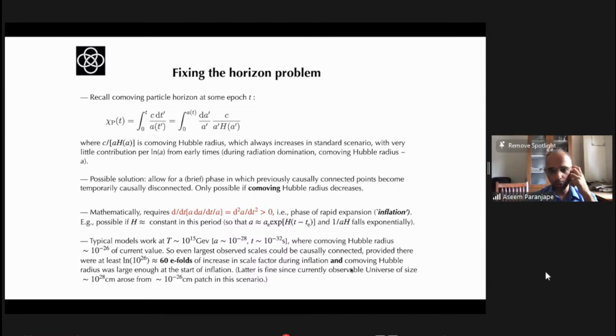And I also want that the co-moving Hubble radius should have been large enough at the start of inflation. And this is not a problem because the currently observable universe, which is size 10 to the 28 centimeters, in this situation will arise from a 10 to the minus 26 centimeter patch. So at the start of inflation, demanding that a 10 to the minus 26 centimeter patch should be causally connected is a relatively small problem. Okay, it is much, much smaller than demanding that a 10 to the 28 centimeter patch should be causally connected. So this is the kind of stuff that you want.